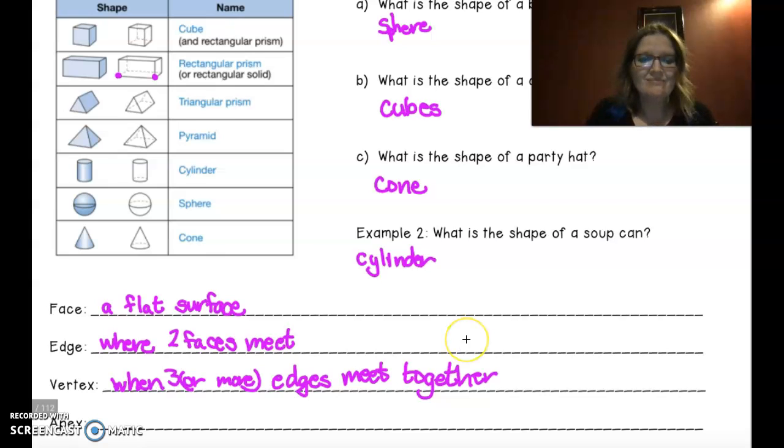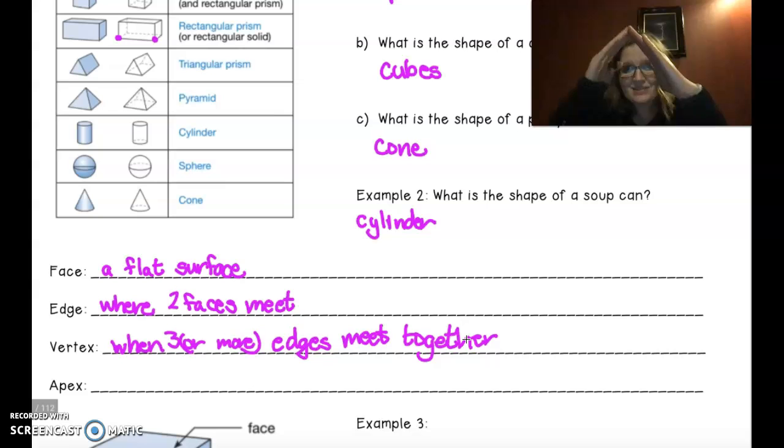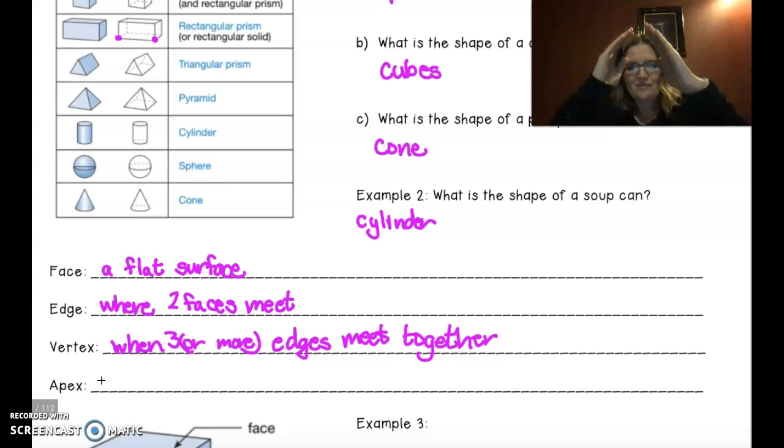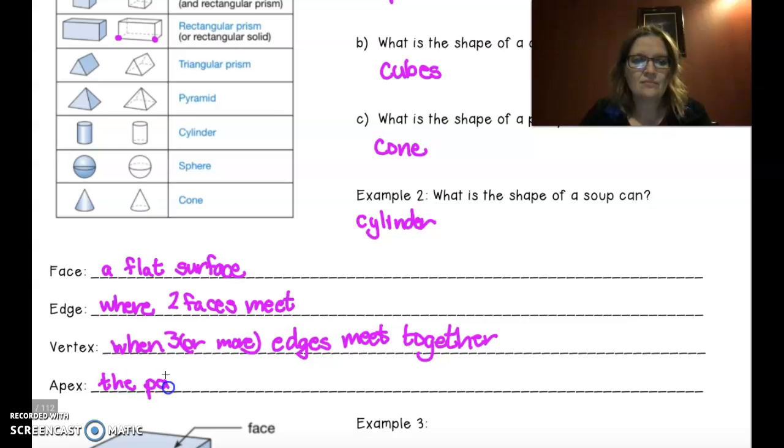And finally, the apex. I think of apex as being the very top, or not the top, but it's the point or the end of a cone. You could have the apex right here if you're holding a little cone, or if it's pointed like our cone in our picture. So the apex is the pointed end of a cone.